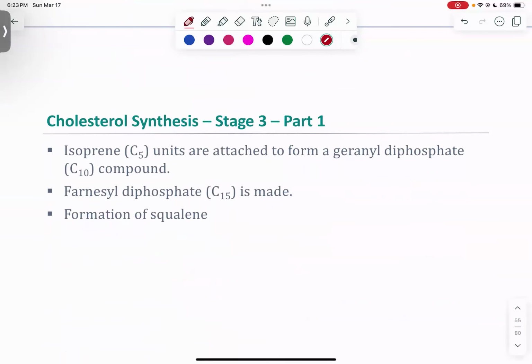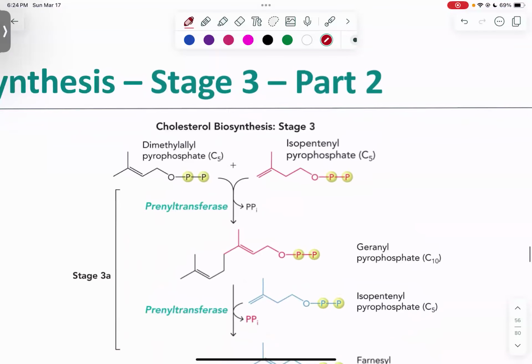All right, so then in stage three, we have our isoprene units that are attached together, and then you have two C5s come together to make one C10. Then we attach one more C5 and we make our C15, which is farnesyl diphosphate. Then we're going to take two C15s and we're going to form squalene. So squalene is our C30 molecule. So if we look at our steps here, we're looking at stage 3A.